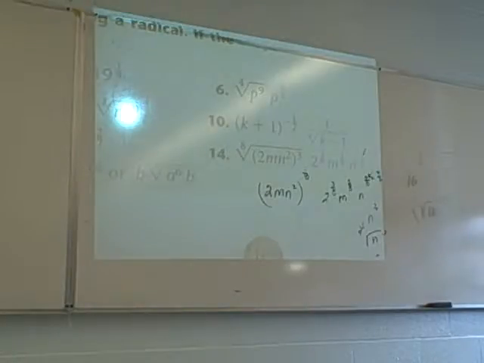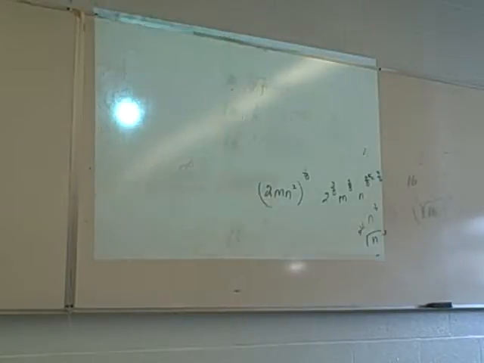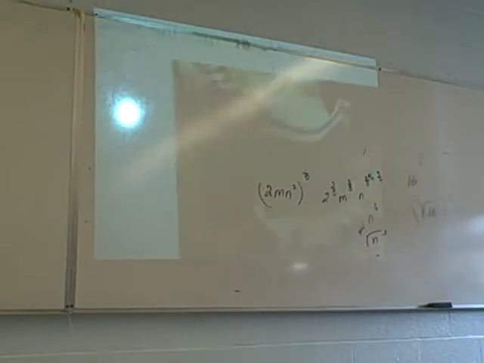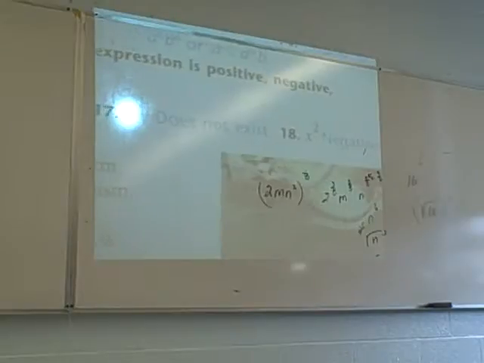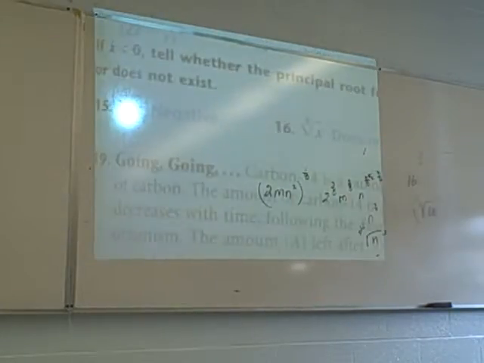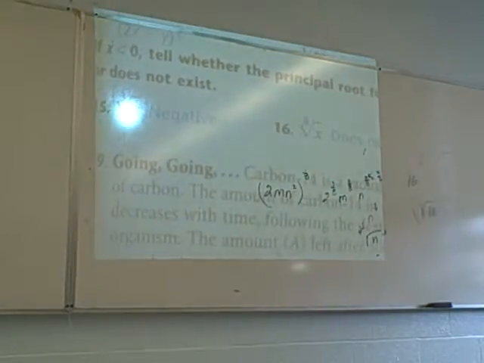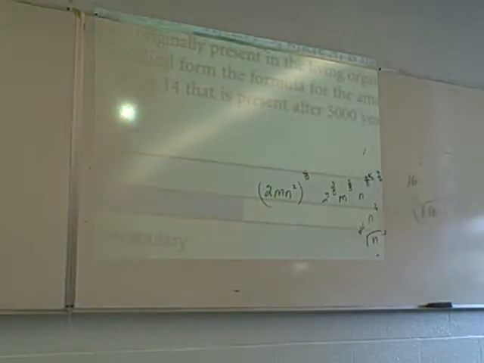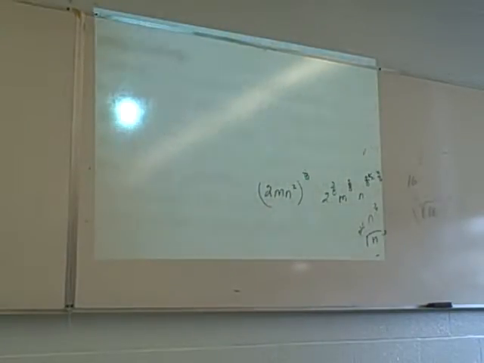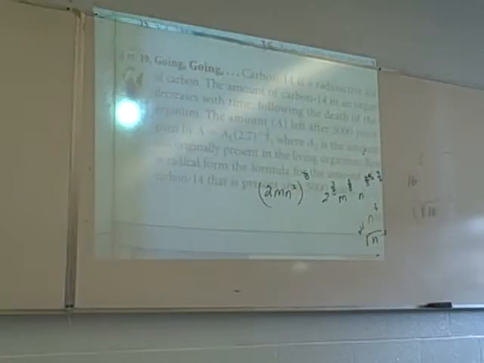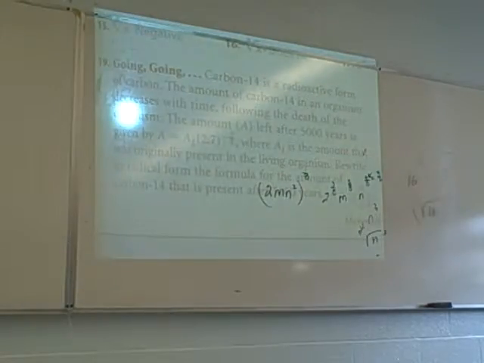Okay, let's try the last one. I'm going to give you your homework assignment because I'm going to go over the last problem, but I know some of you are antsy, so I'm going to let you. So let's just do this quickly and see what you got. Carbon 14 is a radioactive form of carbon.